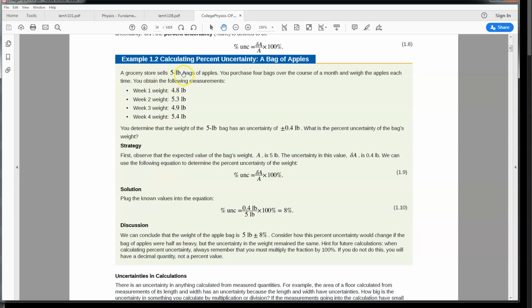So this grocery store sells 5-pound bags of apples. You purchase 4 bags over the course of a month and weigh the apples each time. You obtain the following measurements. So suppose that you measure those 4 bags that you buy over the course of a month, and on week 1, week 2, week 3, and week 4 you get 4.8 pounds, 5.3 pounds, 4.9 pounds, and 5.4 pounds. Now you determine that the weight of the 5-pound bag has an uncertainty of plus or minus 0.4 pound. What is the percent uncertainty of the bag's weight?